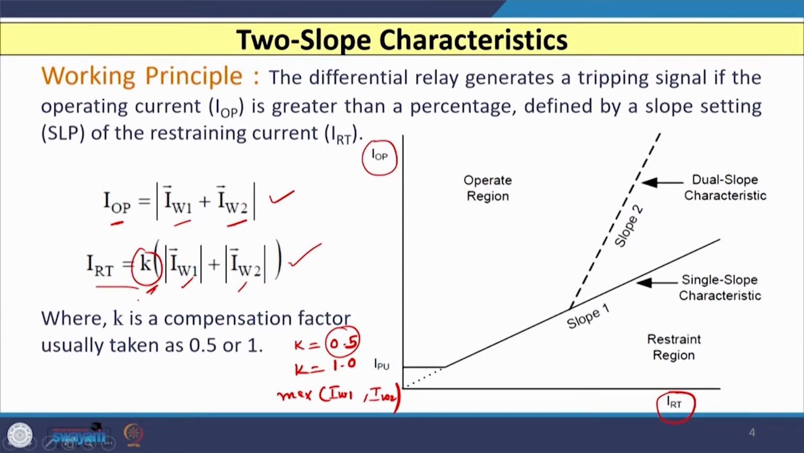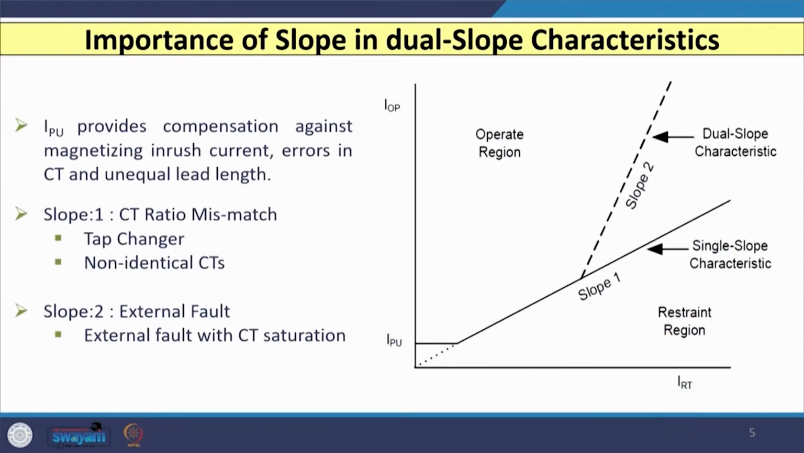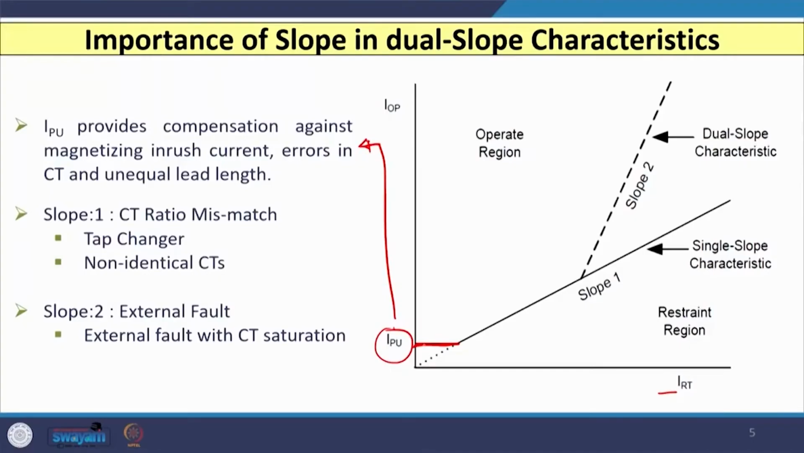However, one can also consider the third case, which is also possible depending upon the application. Now, if I consider this characteristic of differential relay on x and y axis with restraining and operating current, the first point is I per unit. This I per unit provides compensation against magnetizing inrush current and errors in CT, and also if there is an unequal lead length between the CT and the relay installed inside the control room, that compensation is also provided by this.